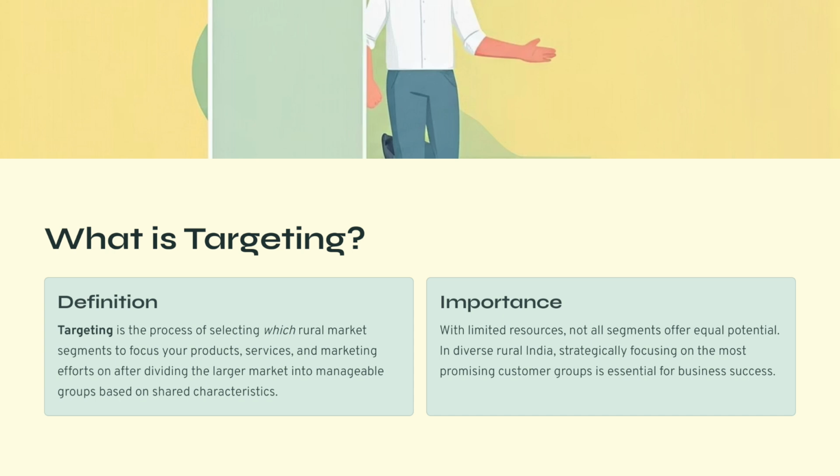So, what exactly is targeting? Once we have divided the larger rural market into smaller, more manageable groups or segments based on shared characteristics, targeting is the process of choosing which of these specific segments the company will aim its products, services, and marketing efforts towards. This selection is vital because resources are always limited and not every segment offers the same potential, especially in rural India where diversity is immense. Focusing your energy on the most promising customer groups is key to success.